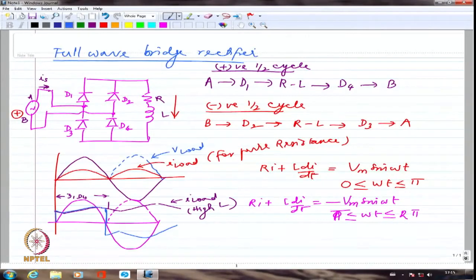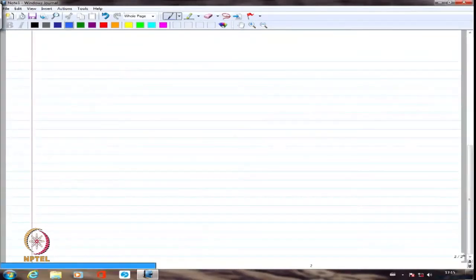In most applications, we may be using transformers because we might have to bring down the voltage to the required level. That may be done with the help of a transformer. So generally, whenever you use a transformer, you look for a configuration where you will not have saturation. So the full bridge rectifier is a good apparatus for being used along with a transformer. So much for diode bridge rectifiers in single phase. Let us now go to controlled rectifiers.